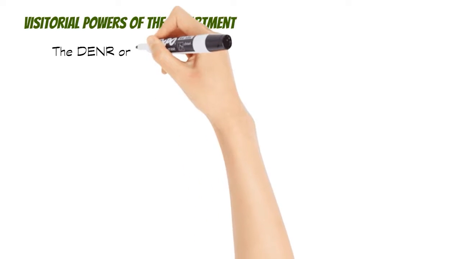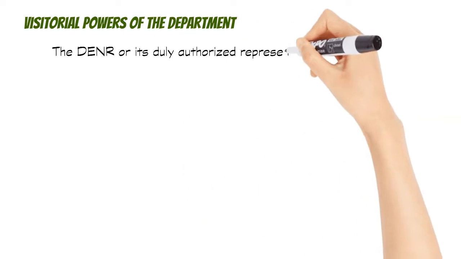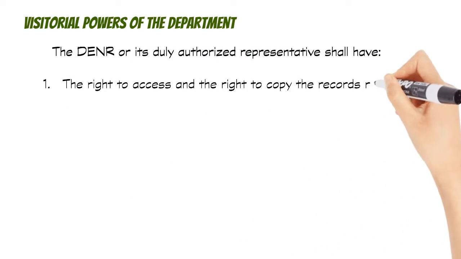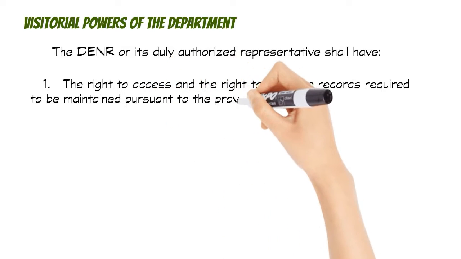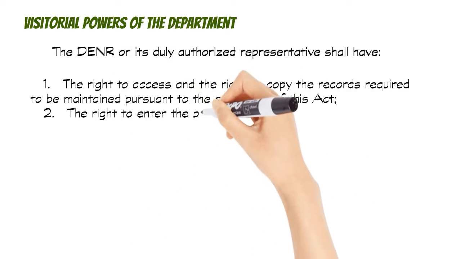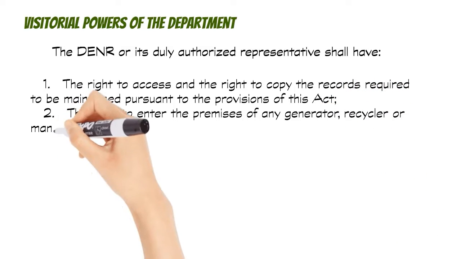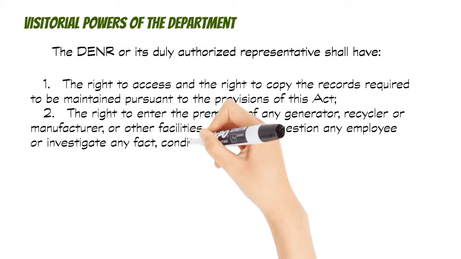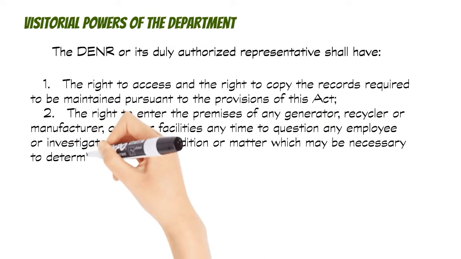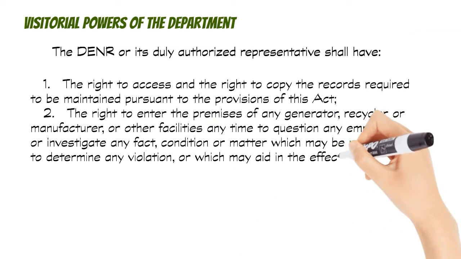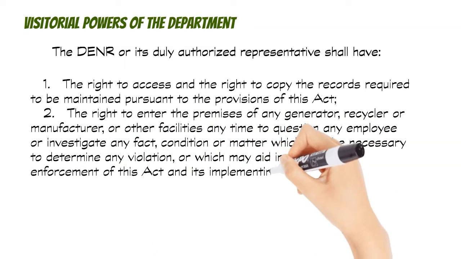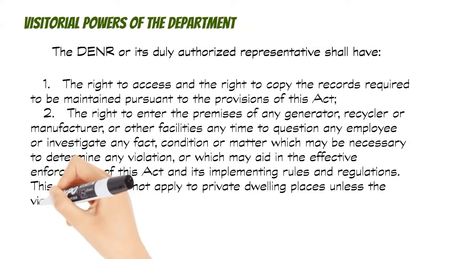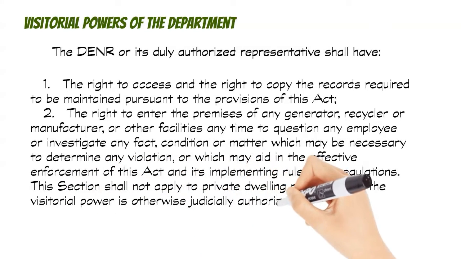Visitorial powers of the Department. The DENR or its duly authorized representative shall have: 1. The right to access and the right to copy the records required to be maintained pursuant to the provisions of this Act. 2. The right to enter the premises of any generator, recycler or manufacturer, or other facilities any time to question any employee or investigate any fact, condition or matter which may be necessary to determine any violation, or which may aid in the effective enforcement of this Act and its implementing rules and regulations. This section shall not apply to private dwelling places unless the visitorial power is otherwise judicially authorized.